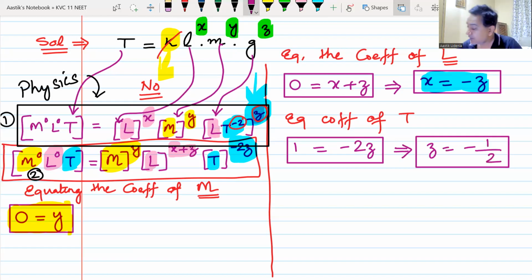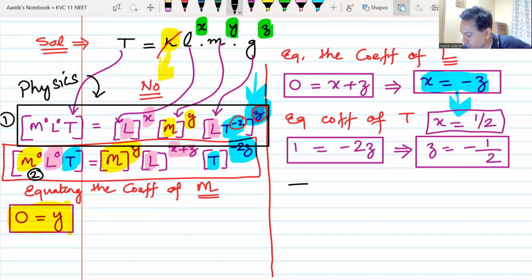Sir. Once I get the value of my z, I can get the value of x. The value of x would be 1 by 2. Yes or no? Yes, sir. Now I have my unknowns and I can move ahead and write T.